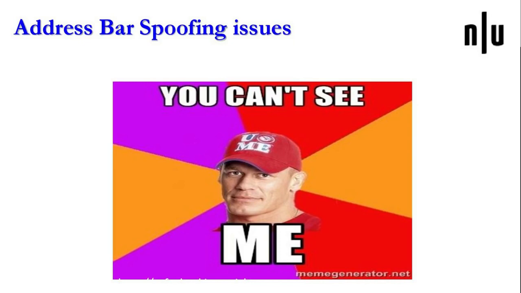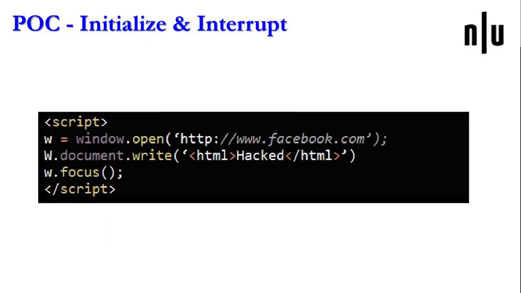So yeah, this technique is known as initialize and enter. What we do is we load facebook.com into a new window and then write to the new window. In the process, the browser forgets to update its address bar. So as soon as we call window.open and document.write, the address bar still shows facebook.com and the content is our own content that we have written. So this means we were able to spoof the address bar.